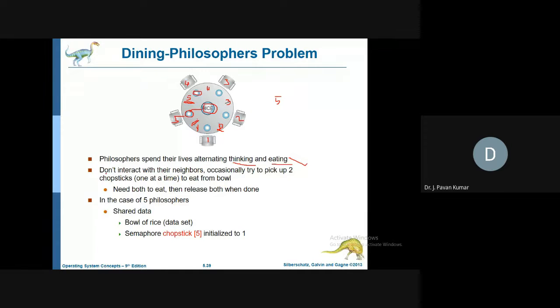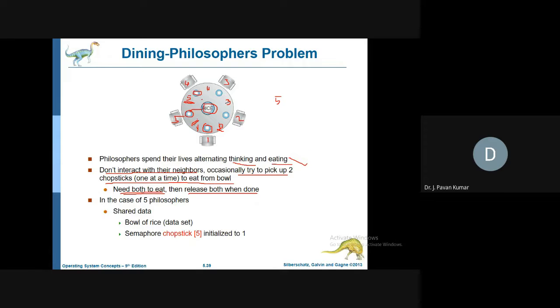The assumption is they will not interact with their neighbors. They will just try to sense whether a chopstick is free or not. If both the chopsticks are free, then he or she is able to eat. That's it. Occasionally they try to pick up 2 chopsticks, one at a time, to eat from the bowl. If he gets 2 chopsticks, then he will eat. They need both to eat, and after eating they will release both the chopsticks. This is the setup that we have to consider.